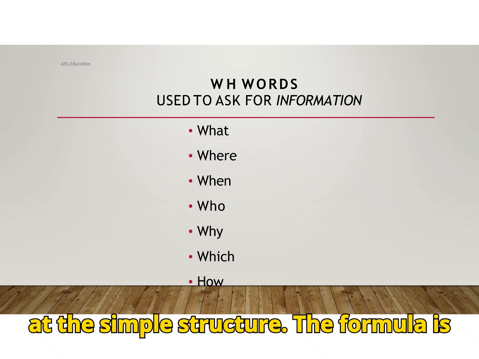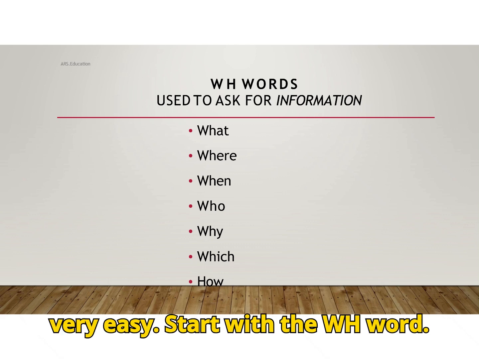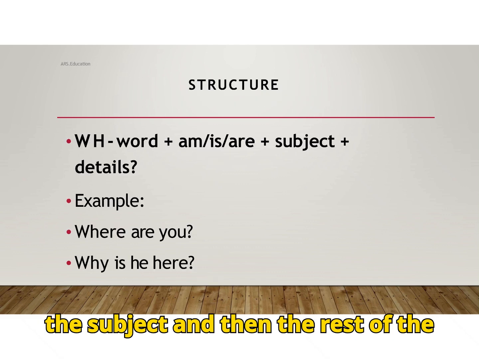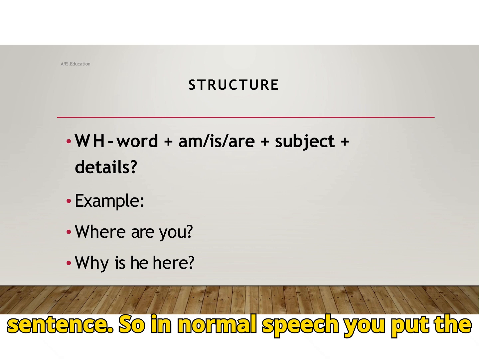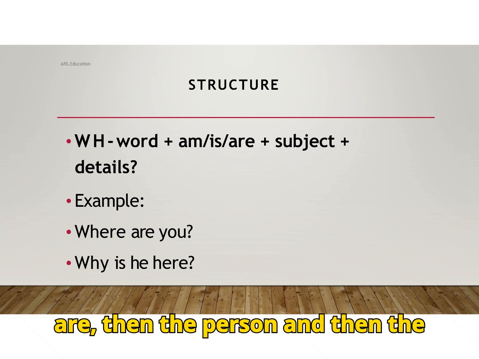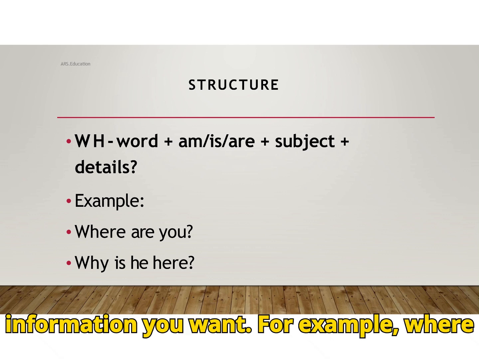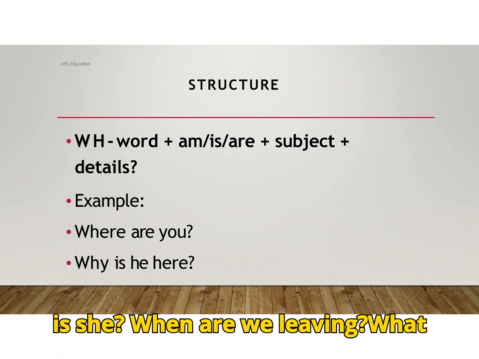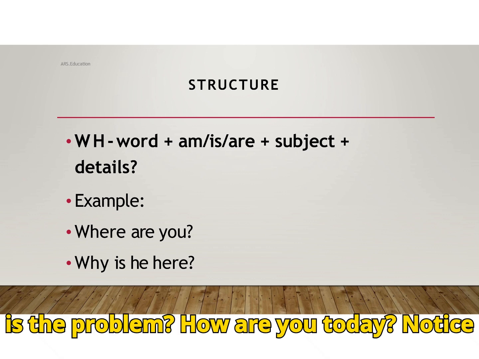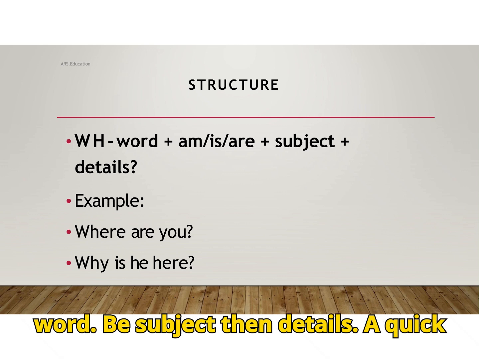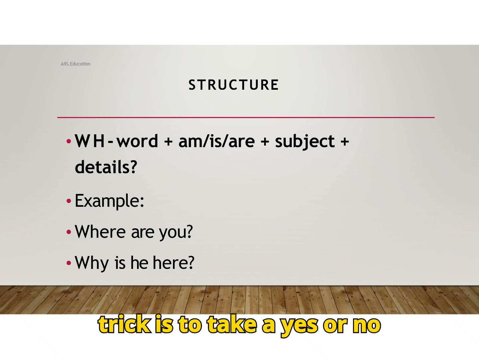Now let us look at the simple structure. The formula is very easy. Start with the WH word, then use the correct form of be, then the subject, and then the rest of the sentence. So in normal speech you put the WH word first, then am, is, or are, then the person, and then the information you want. For example, where are you from? Why is he upset? Who is she? When are we leaving? What is the problem? How are you today? Notice the order. It is always the same. WH word, be, subject, then details.